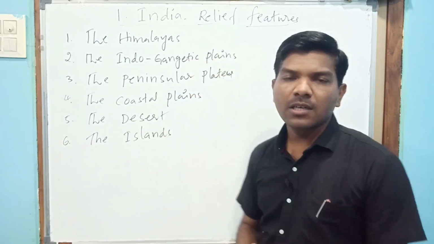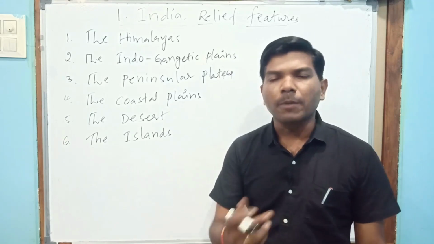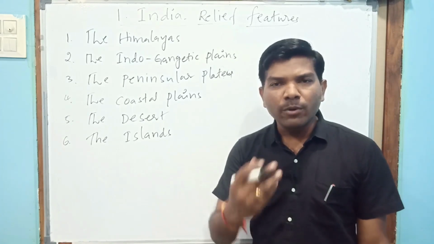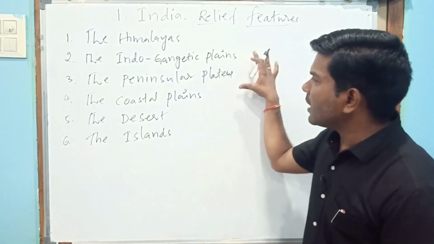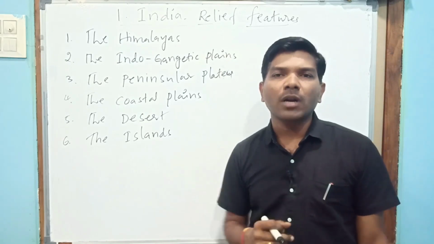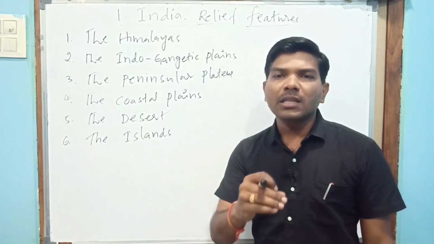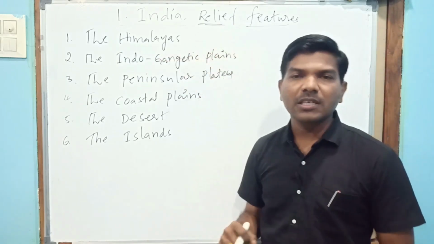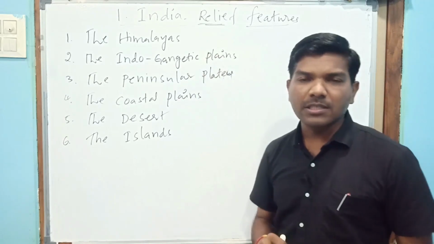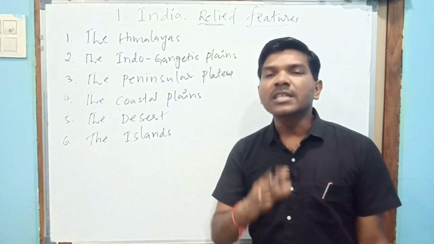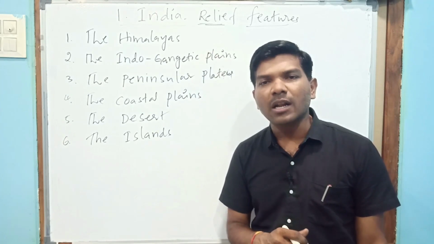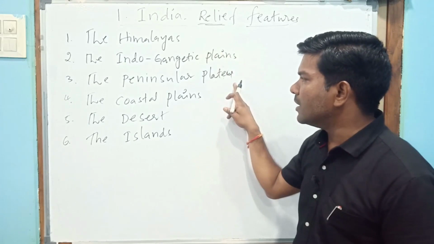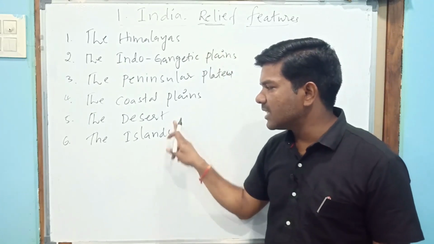While you are reading or preparing, this is one important question. Whenever you are reading for your 10th class, they may ask what are the important physical divisions of India, or what are the important relief divisions of India. If they give relief divisions or physical divisions, the answers are the same. India is divided into 6 major relief divisions or physical divisions. They are the Himalayas, Indo-Gangetic plains, Peninsular Plateau, coastal plains, desert and islands.